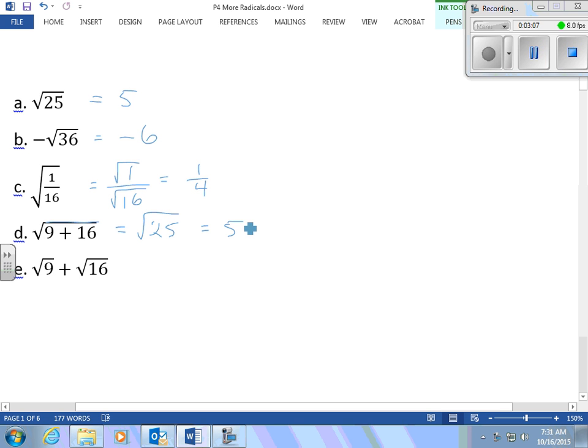And E is different because it's two separate radicals. So we do the square roots first. We'll do the square root of 9, which is 3, plus the square root of 16, which is 4, which gives us 7. Okay, so it's important to see that distinction between those two.